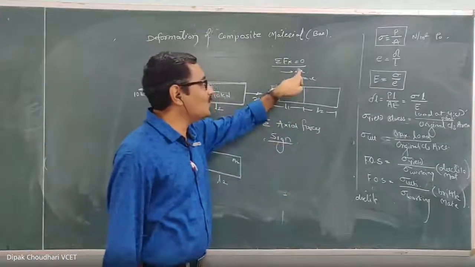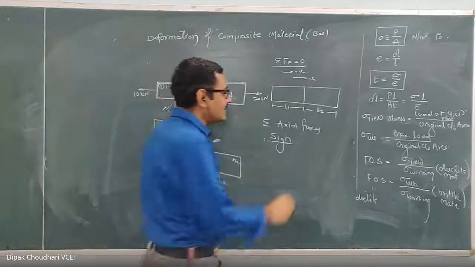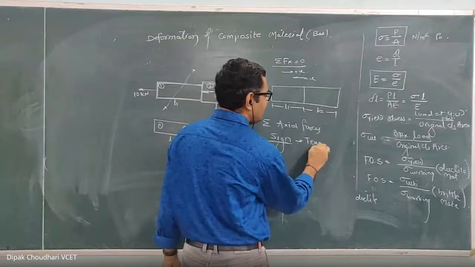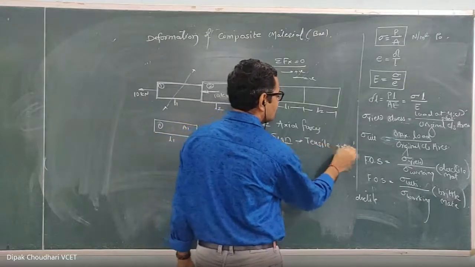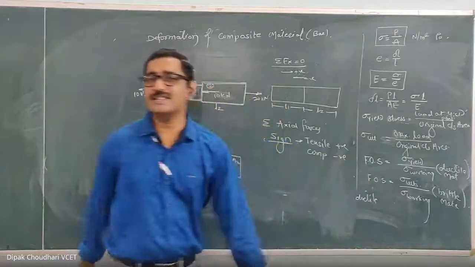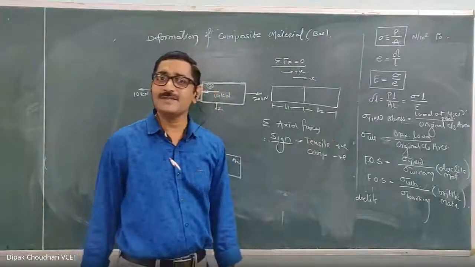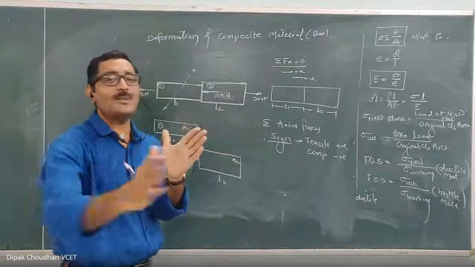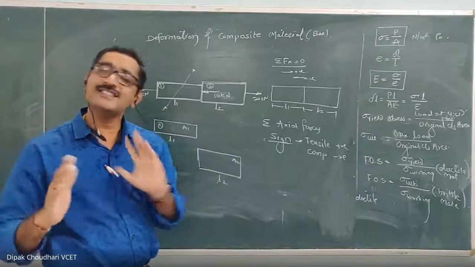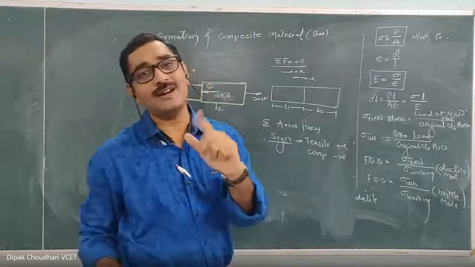So, I am suggesting don't use this sign convention over here. Here, for axial forces, the sign convention which you have to use is tensile force positive and compressive force negative. Now, how to identify the tensile force? The force which acts away from the body under consideration is the tensile force, and the force which is acting toward the body under consideration is the compressive force.